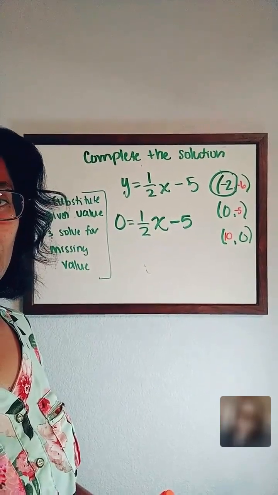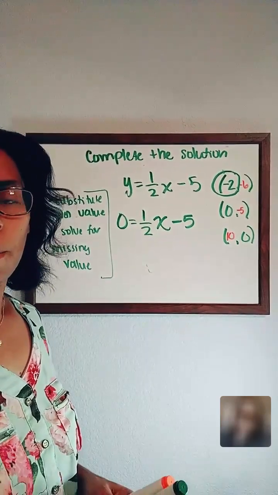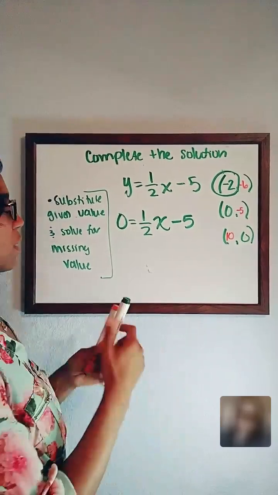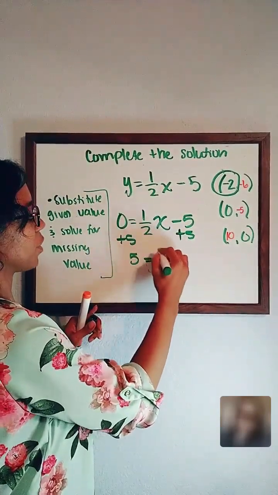Black China, yes, I'll do that at the end. I'll do that next. Put 5 on both sides. Perfect. So we're gonna add 5 on both sides. So now we have 5 is equal to 1/2 x.